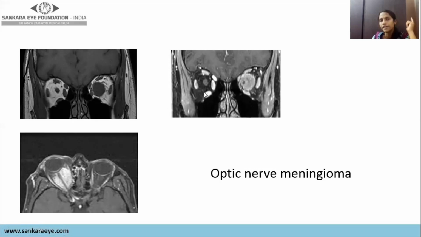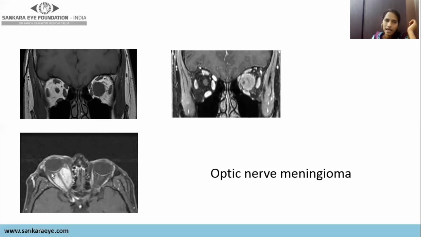Therefore, this is a T1 weighted, fat suppressed contrast image showing a well-defined heterogeneous lesion in the intraconal compartment, which is moderately enhancing with the contrast. When you see here this lesion, it contains something like a black spot in the center. This is the optic nerve. This is a normal optic nerve. The lesion is surrounding the optic nerve. This is likely to be a meningioma. So another image of meningioma.